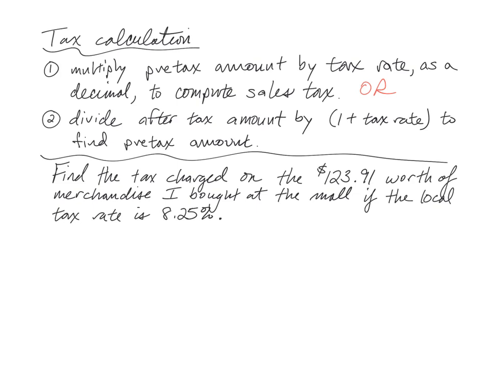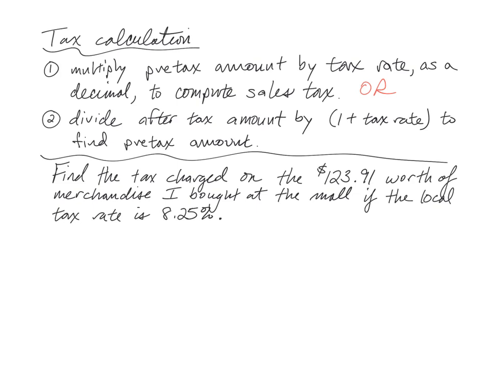All right, so tax calculation, one example. There could be a couple different ways that tax calculations get presented to you. One would be you're given a pre-tax amount, and what you would do is multiply the pre-tax amount by the tax rate. Here's this word rate. Guess what? It's going to be a percentage, which means we have to convert it to a decimal to compute the sales tax.